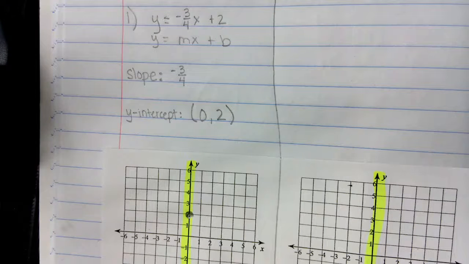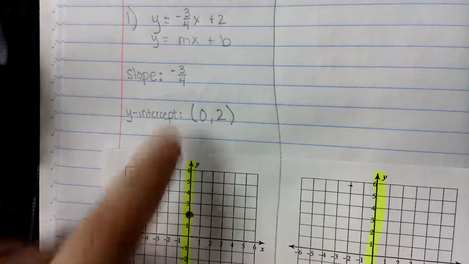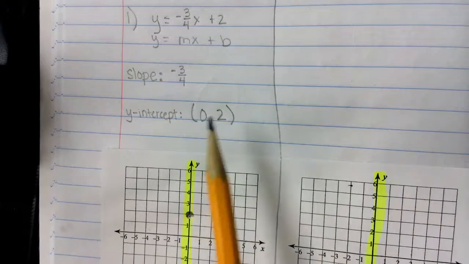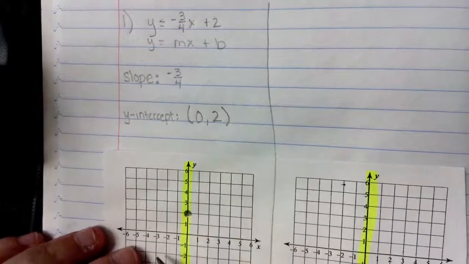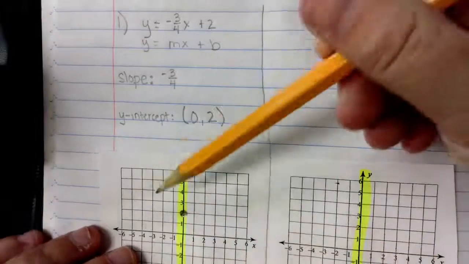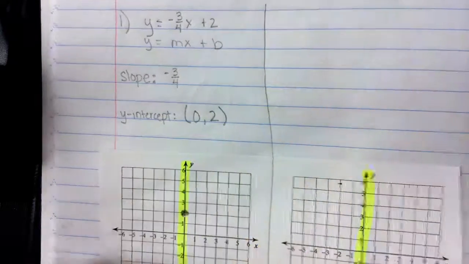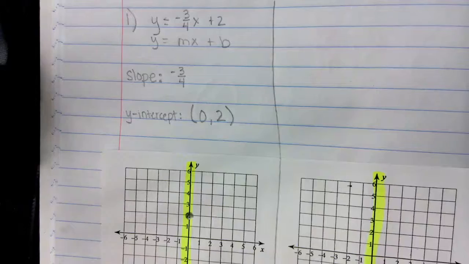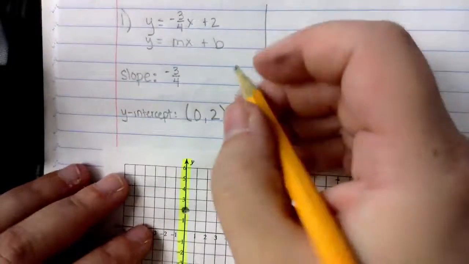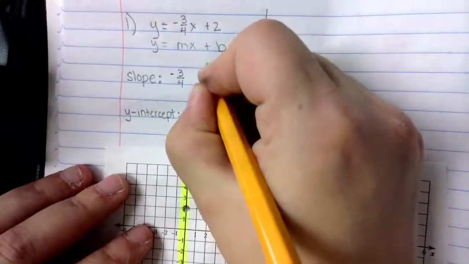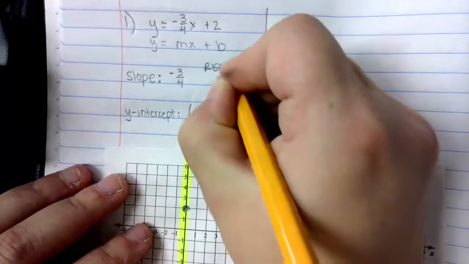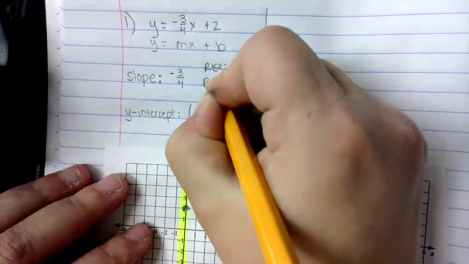Some things we're going to think about as we do this: is our slope positive or negative? Negative. So is our line going to go up this way, or is it going to go down? Down. That's just a good check for us that we want to make sure it goes down. So we're going to think about our rise and our run. So over here, I'm going to make that little mark. Rise, run.